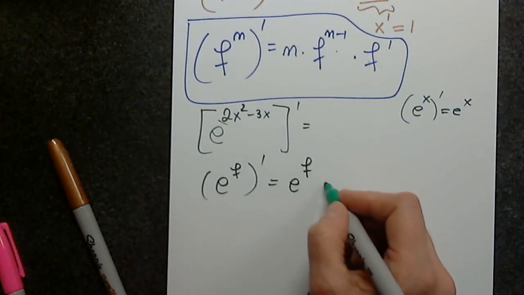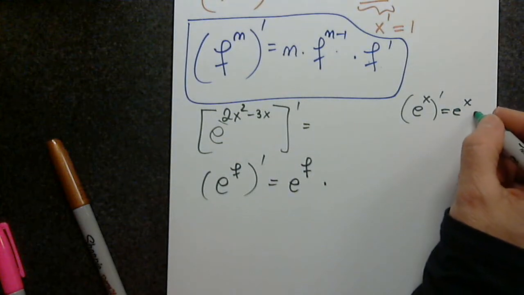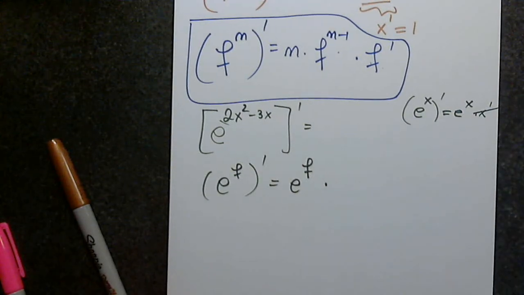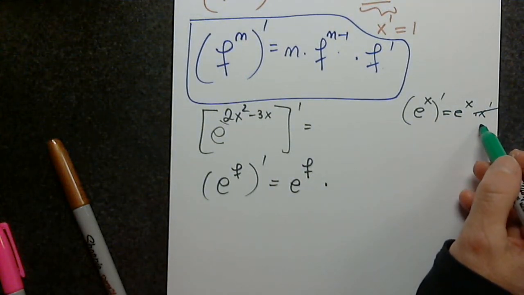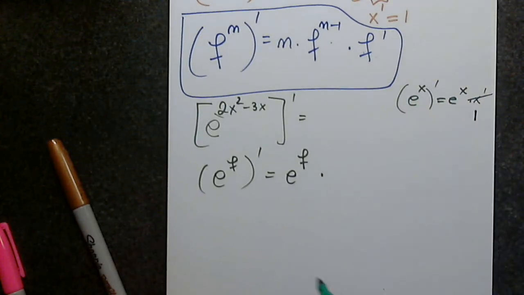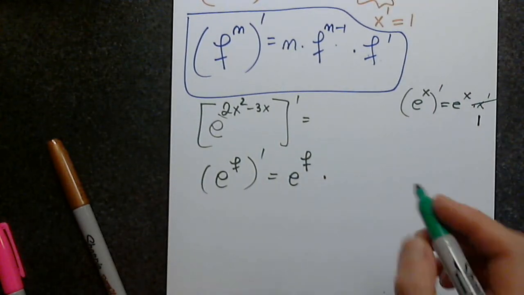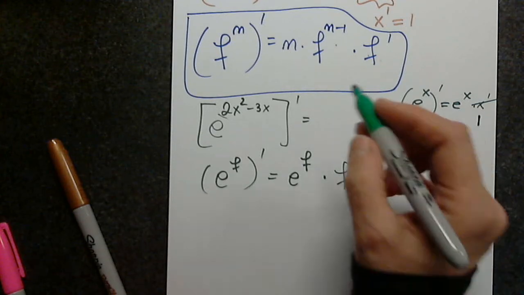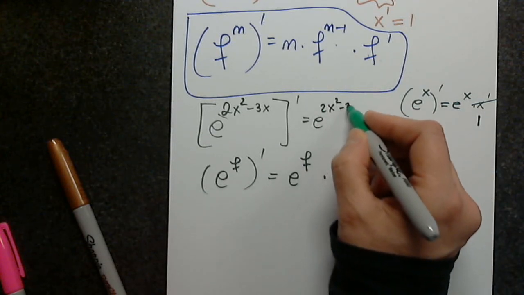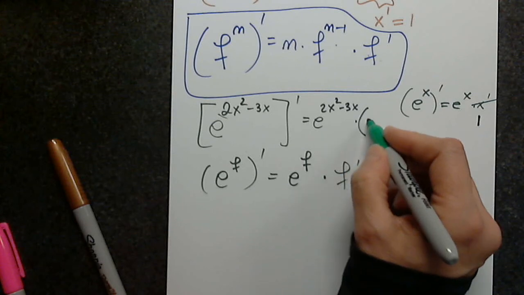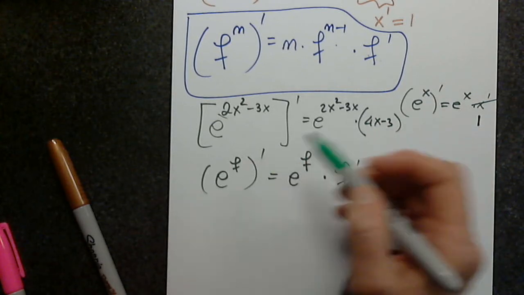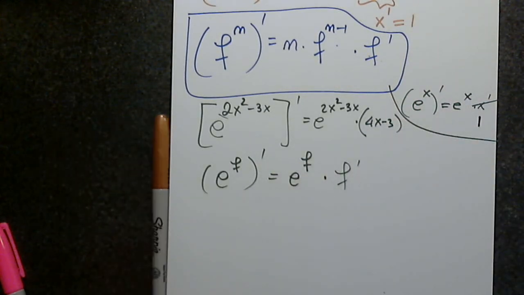e to the function times, so I should write here times x prime, but I didn't because it's 1. But here I have no choice. Exactly, times f prime. So this is e to 2x squared minus 3x multiplied by 4x minus 3. Exactly, because that is not x. If it were x, then x prime is 1 and I'm done. But it's a function of x.